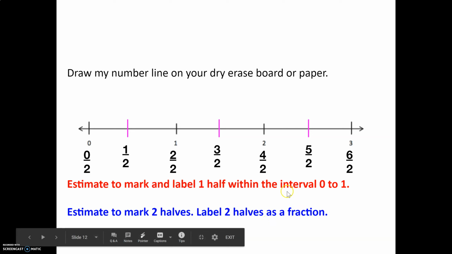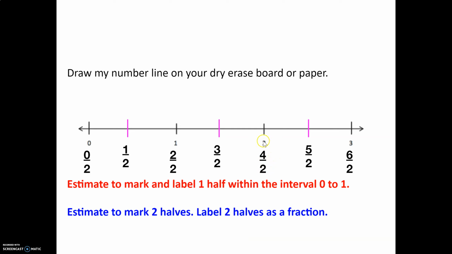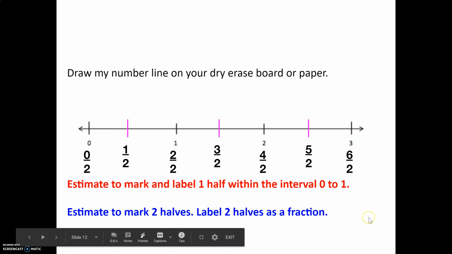Now, there was another little trick that I showed you yesterday on lesson 22.3, where you can check your whole numbers. If you multiply your whole number times your denominator, you're going to get your numerator. So if I multiply the whole number 2 times my denominator 2, I get 4. I could do that here as well. The whole number is 3. The denominator is 2. 3 times 2 is 6. So it works. We did it.